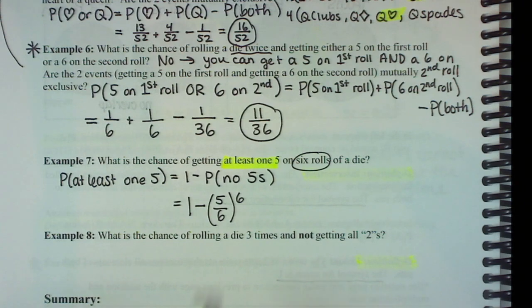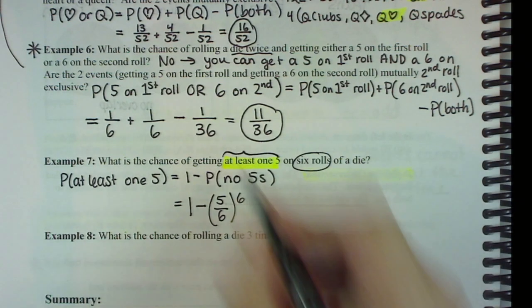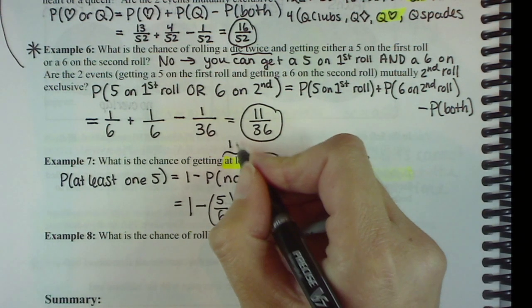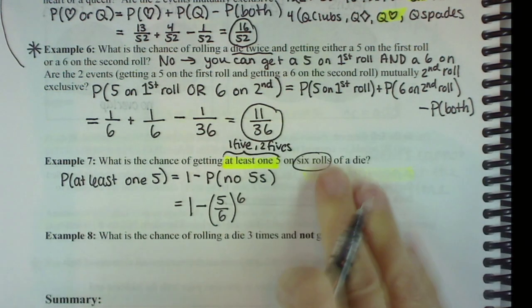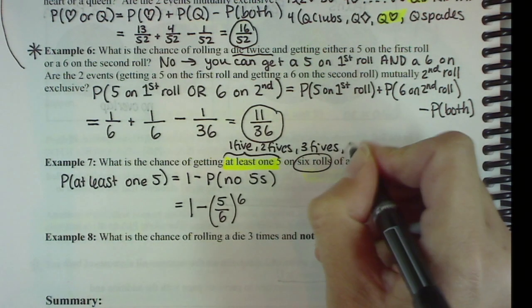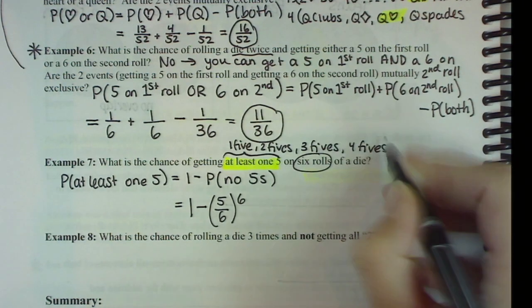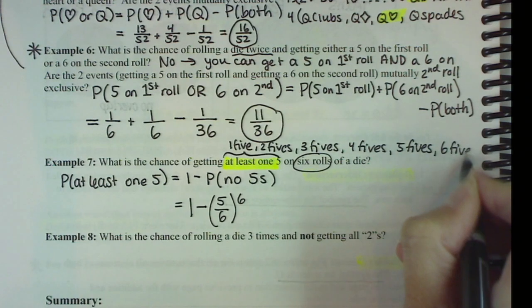All right, let's do this one. And I guess just for the last time, I'll say this one more time in class. I feel like I've said this a bunch, though, so sorry if I'm repeating myself. But the reason we use this rule is because at least 1 5, again, what it means is we could get 1 5, or we could get 2 5s. That would be at least 1 5. Or 3 5s, or 4 5s. This is crazy. There's a lot of them. Or 5 5s, or all 6 5s.